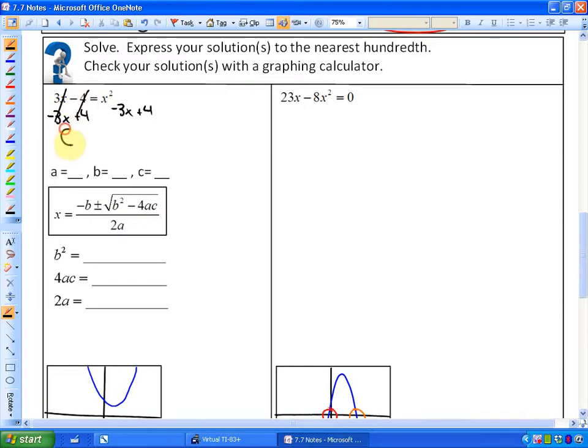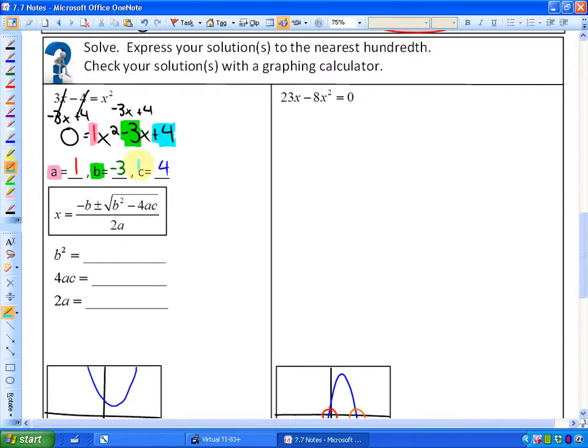So at this point we have the left side equaling 0. And now we have standard form. We have 0 is equal to the squared term, the x term, and the constant term. So in this case, a is equal to 1, because the coefficient there is 1. b is equivalent to -3. And c is equivalent to +4.